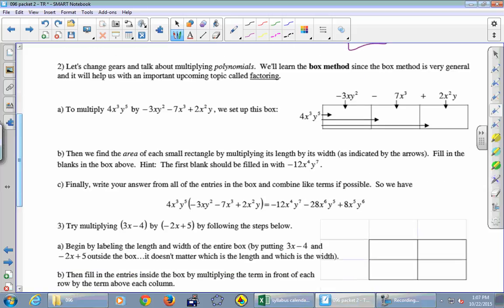Let's change gears and talk about multiplying polynomials. We'll learn the box method, since the box method is very general and will help us with an important upcoming topic called factoring. So part A says we're going to multiply these two things together. They're both called polynomials. 4x cubed y to the 5th is going to get multiplied by this entire thing, -3xy squared, blah, blah, blah. So I'm going to write the problem out just here in the blank. 4x cubed y to the 5th times, you don't need to copy this, but this is what we're after.